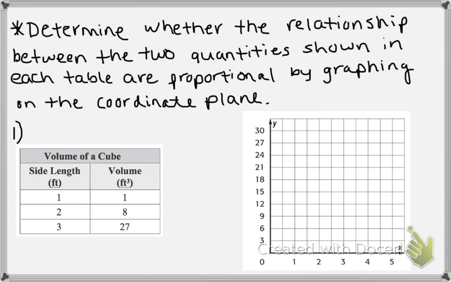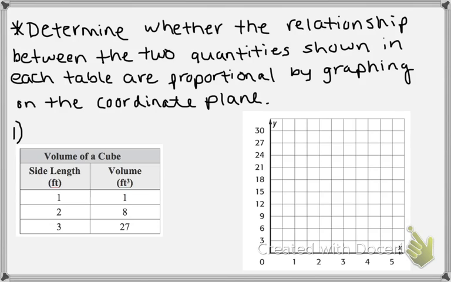So let's take our first point, 1 and 1. There's not a 1 on the y-axis, but we can put a 1 down below. First, maybe let's label. We have our dependent variable, which is our y-axis, and our independent variable, which is our x-axis. The dependent variable is the volume, and the independent variable is the side length, because the volume is dependent on the side length.